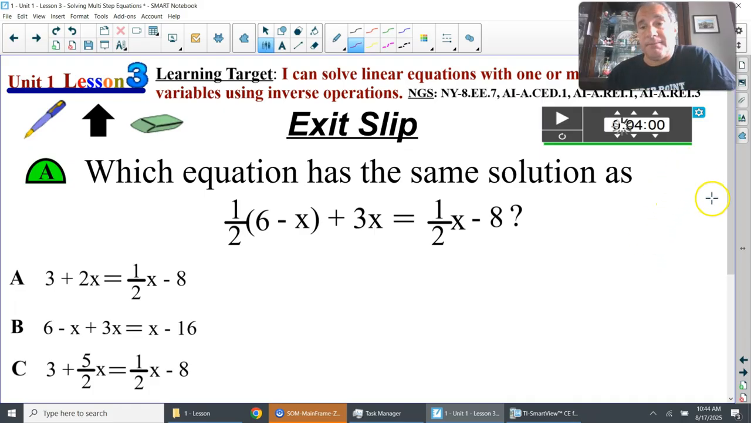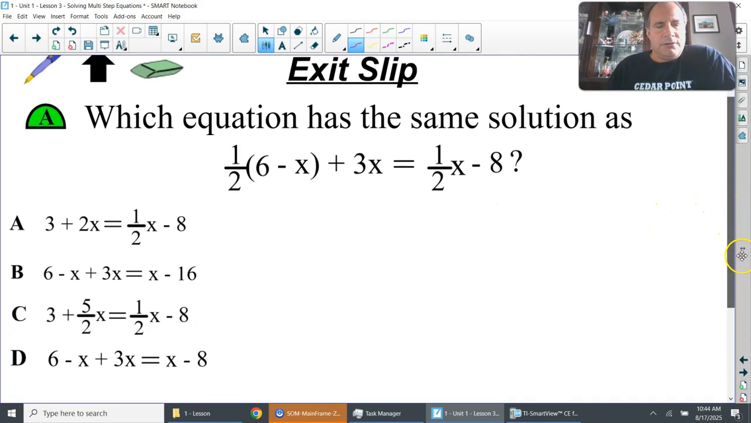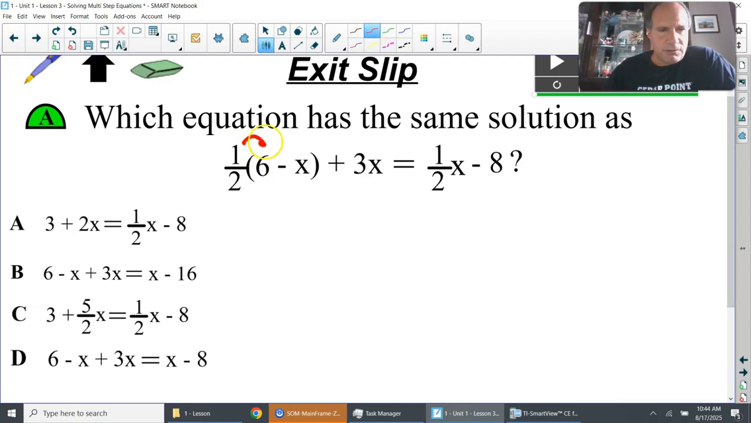And the exit slip. Which equation has the same solution as this mess? All right, so what I would do is really just take one step, then look. Take one step, then look. Let's see if we can see exactly what's going on here. So we have a half times 6. A half times a number is just half the number. If you put it in the calculator, you could see exactly that a half times 6 would be 3.